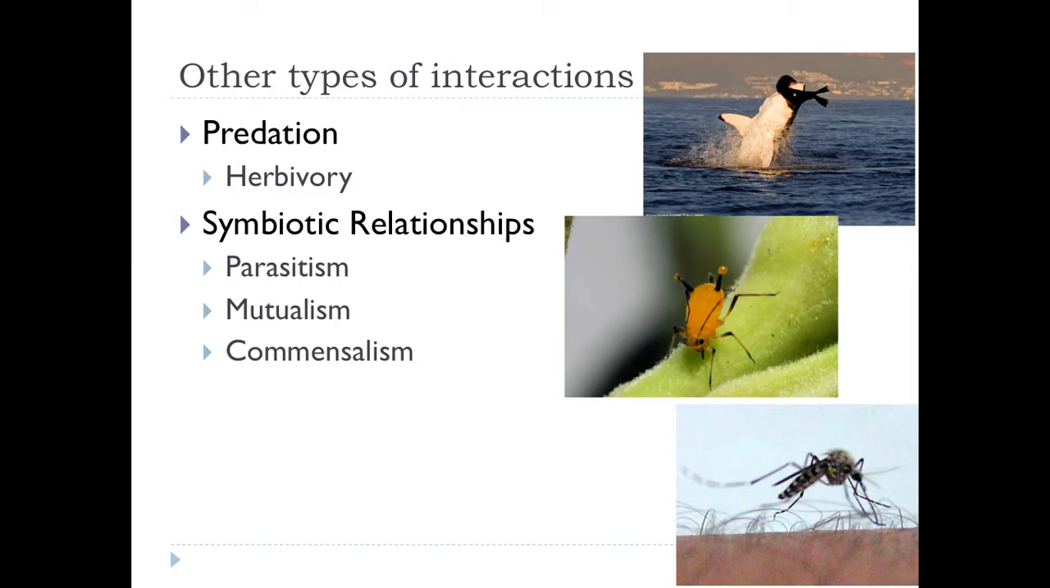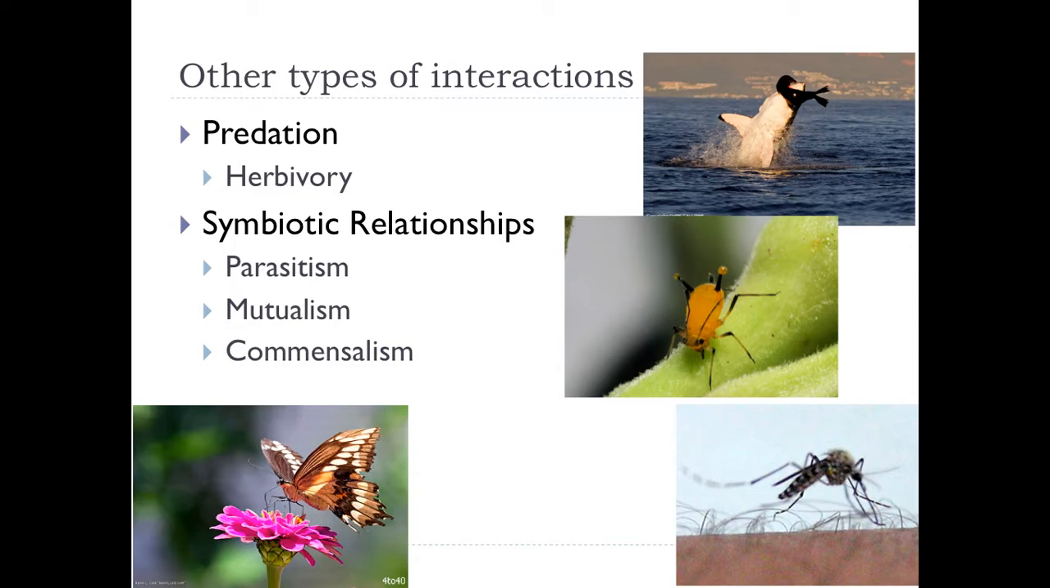In parasitism, one organism is benefiting while the other is not. It's actually being harmed. Now, it's different than predation. In predation, the predator actually kills its prey. In parasitism, the parasite may weaken its host, but it's not going to actually kill it off, at least not quickly, because then it would have to go find a new host, and that would be sort of a pain.